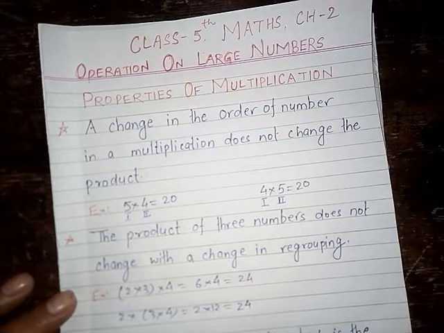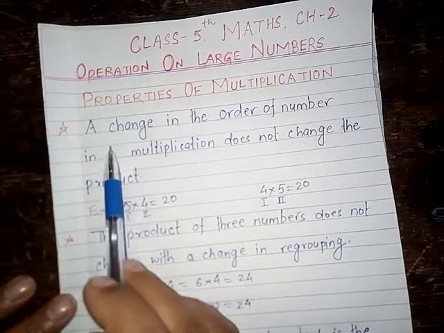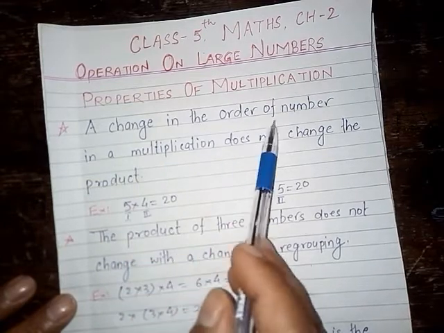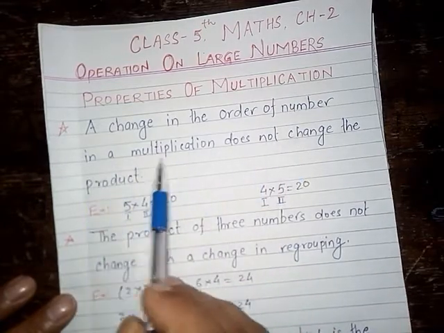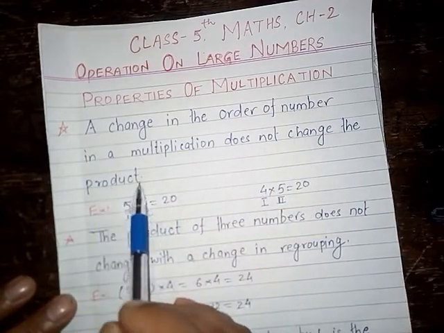As you know, my previous class was dependent on properties of addition and subtraction. Now today let us discuss the properties of multiplication. In this property, first is a change in the order of numbers in a multiplication does not change the product.